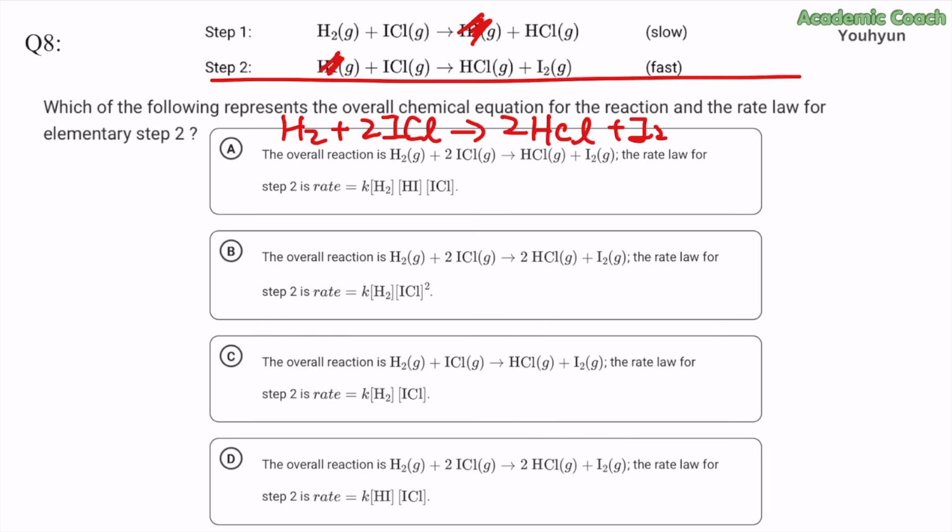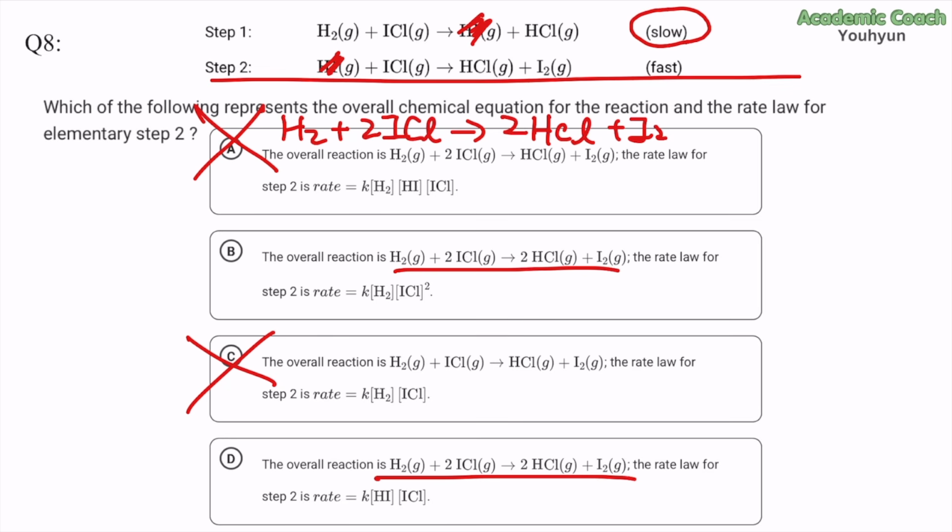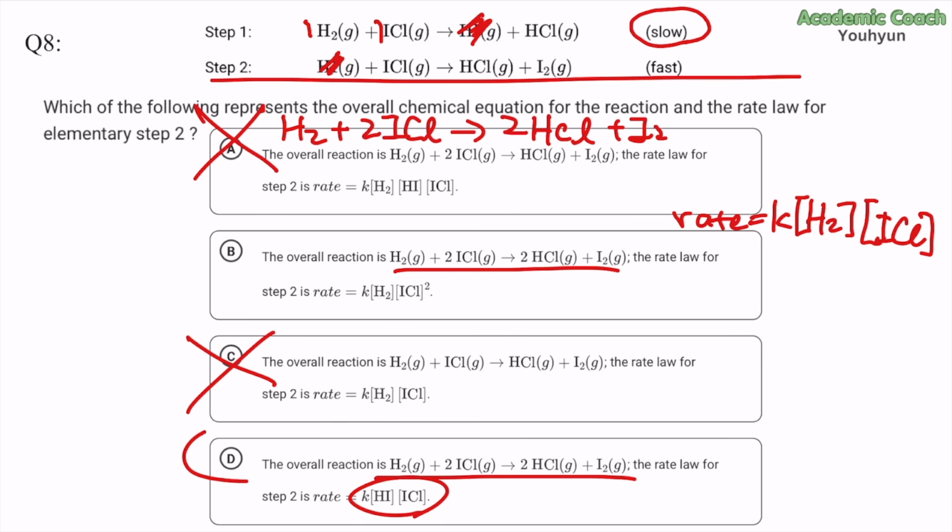So based on that, I'm going to cross out A and C. So the answer would be either B or D. B and D give the correct overall reaction. And now let's take a look at the rate law. The rate law aligns with the molecularity of the rate determining step, which is step 1. So the rate law should be K times the concentration of H2 to the power of 1 times the concentration of ICl to the power of 1. So the correct one should be D.